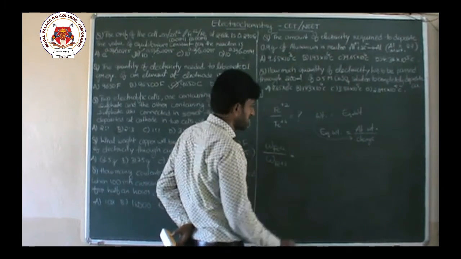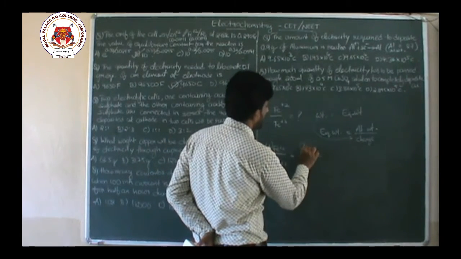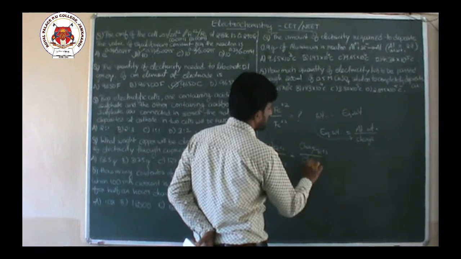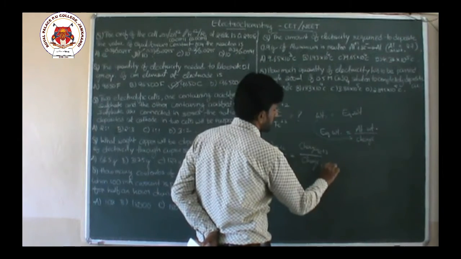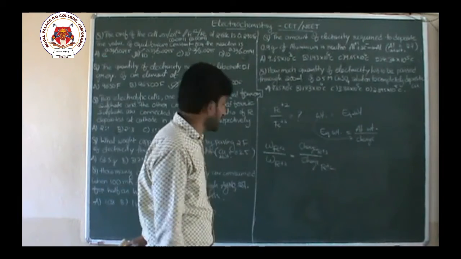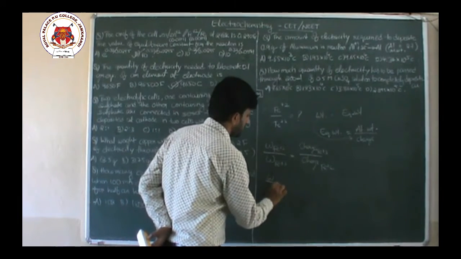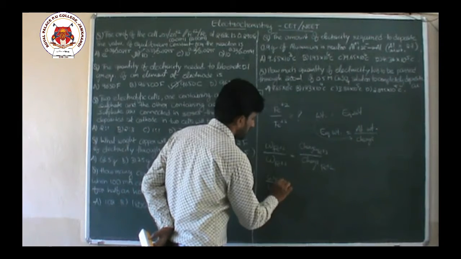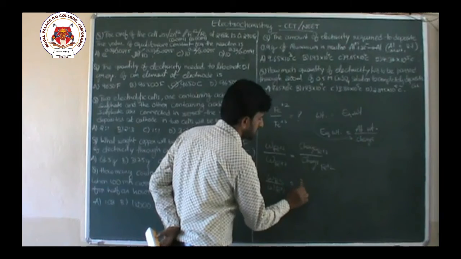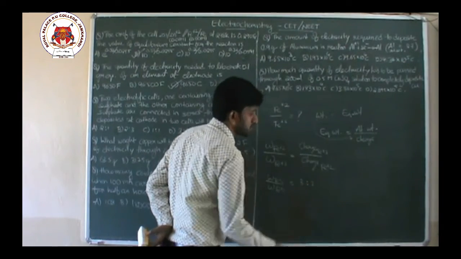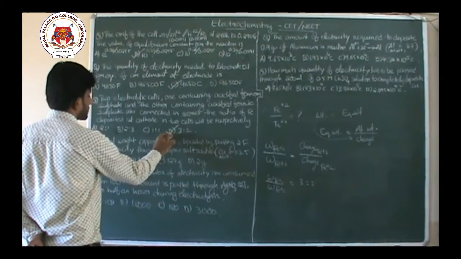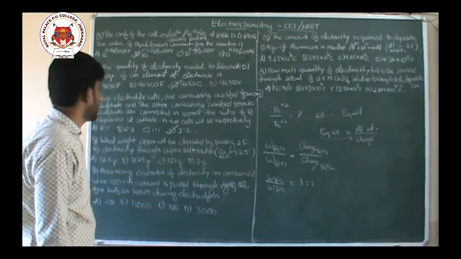So the ratio of the weight of Fe plus 2 to the weight of Fe plus 3 deposited must be equal to the charge present on Fe plus 3 to that of the charge present on Fe plus 2. Charge present on ferric by ferrous. That means the weight of Fe plus 2 to that of Fe plus 3 deposited at the electrode will be 3:2. So the answer is 3:2.